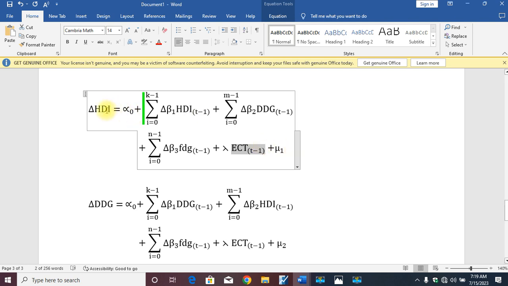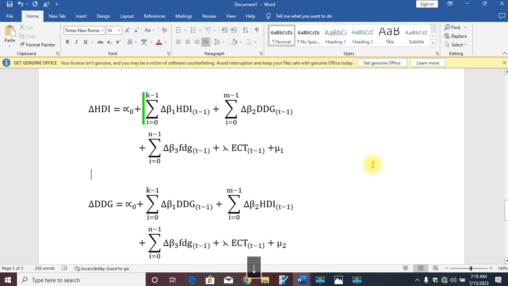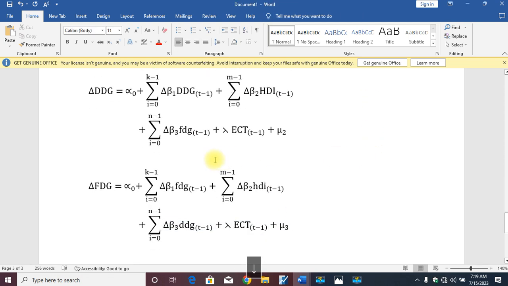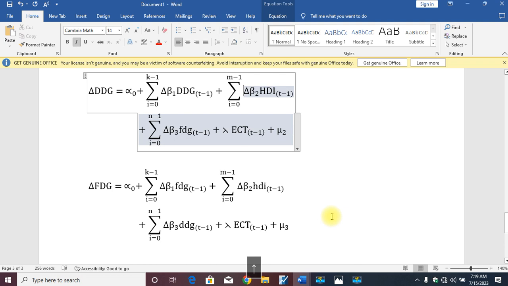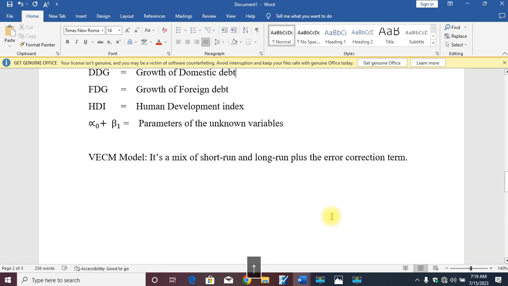So this is the first equation of the Human Development Index. The second equation is the equation of the domestic debt. Then the third equation is the equation of the foreign debt. So this is how we specify our model, and I believe if we take time to arrange our model like this, it will be okay.